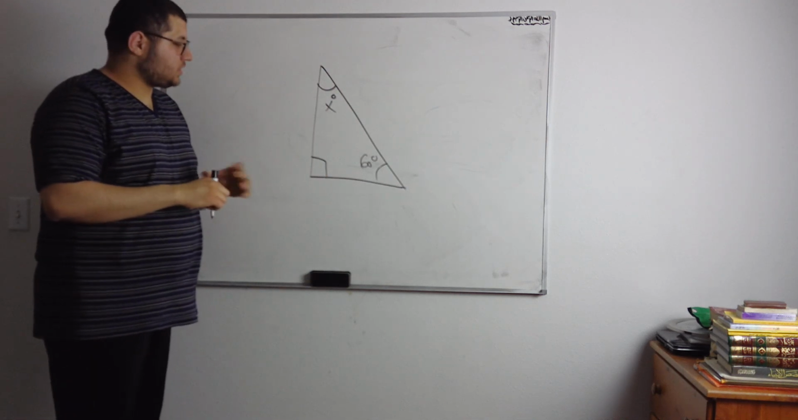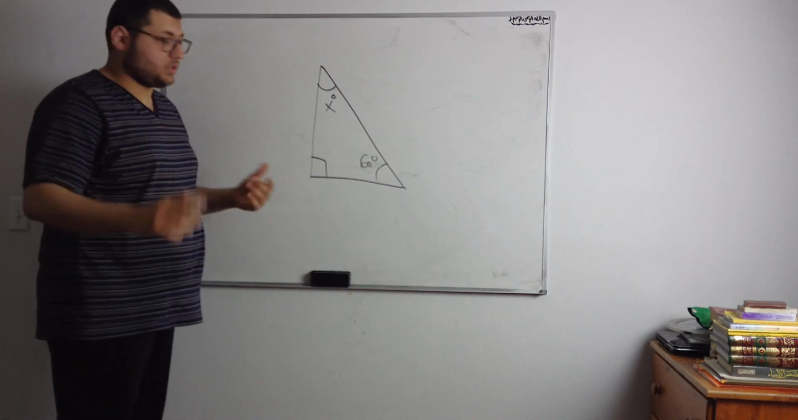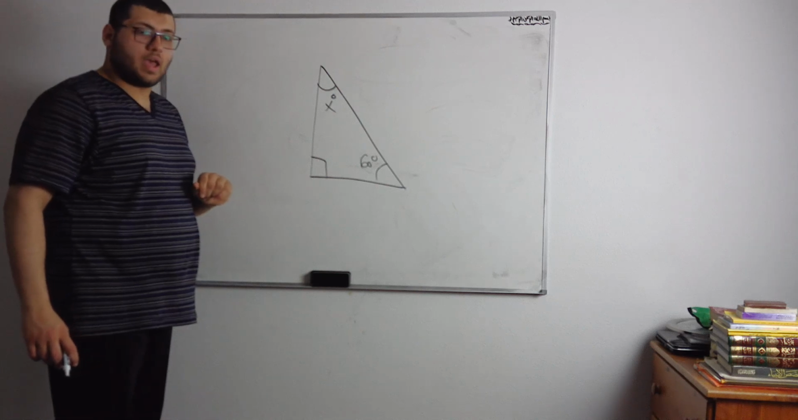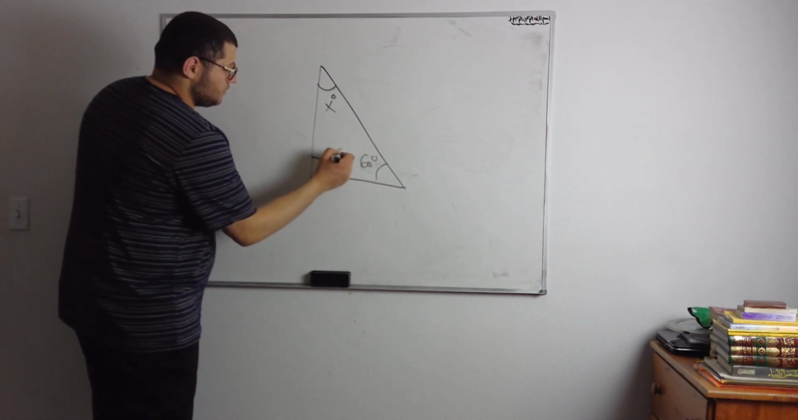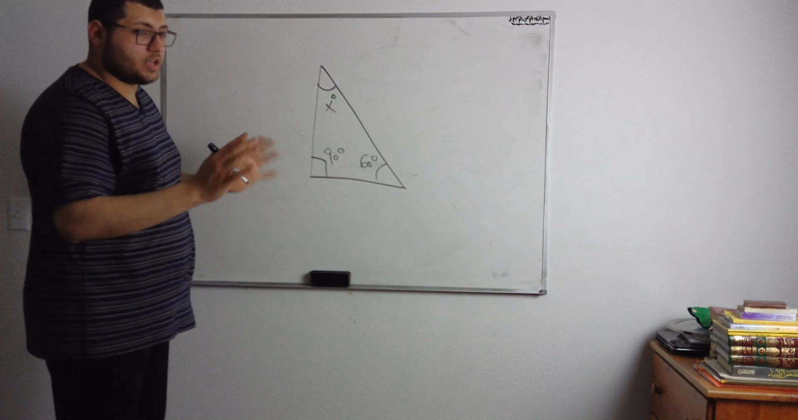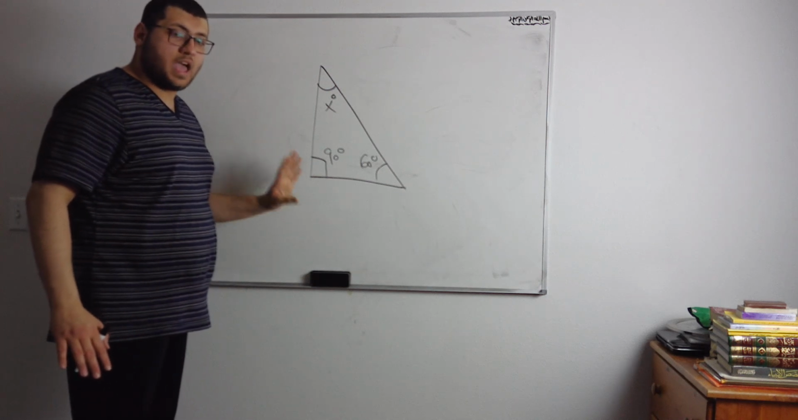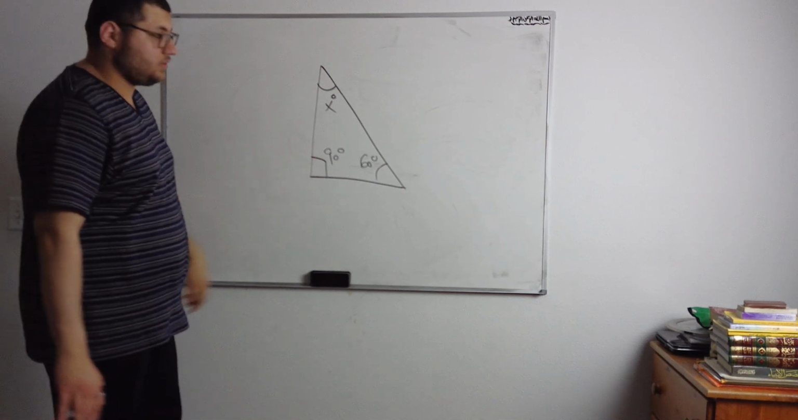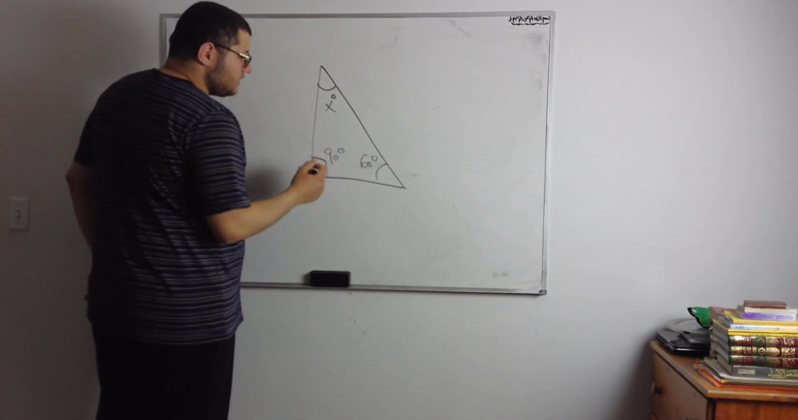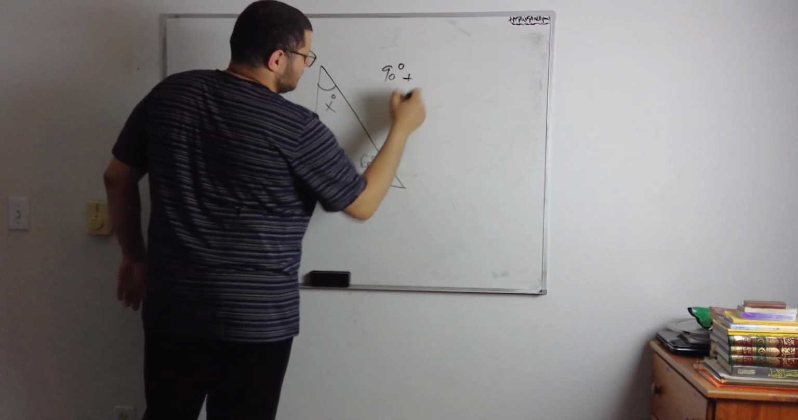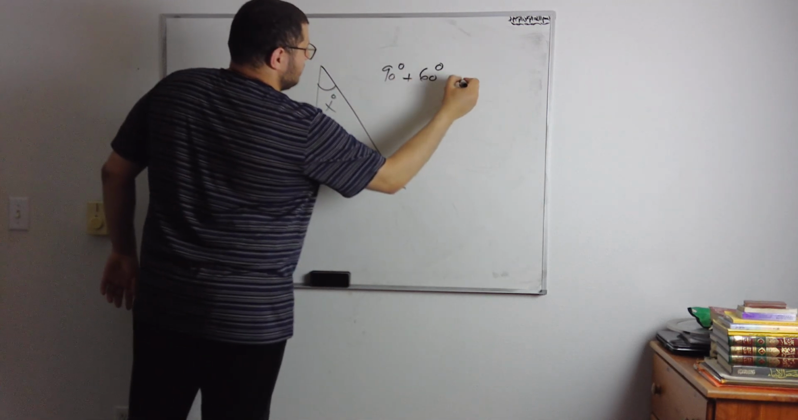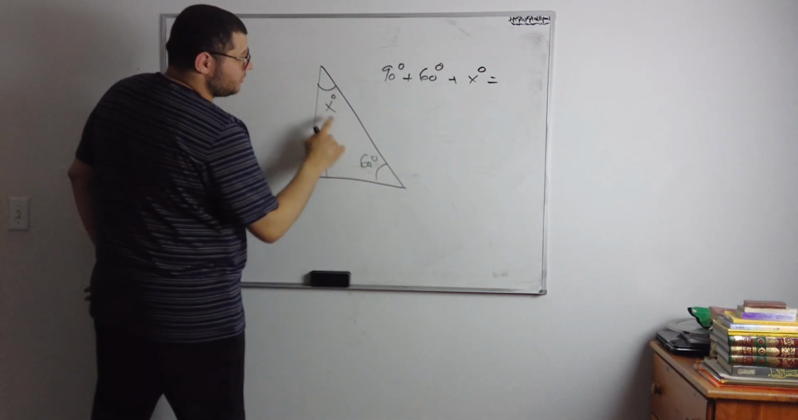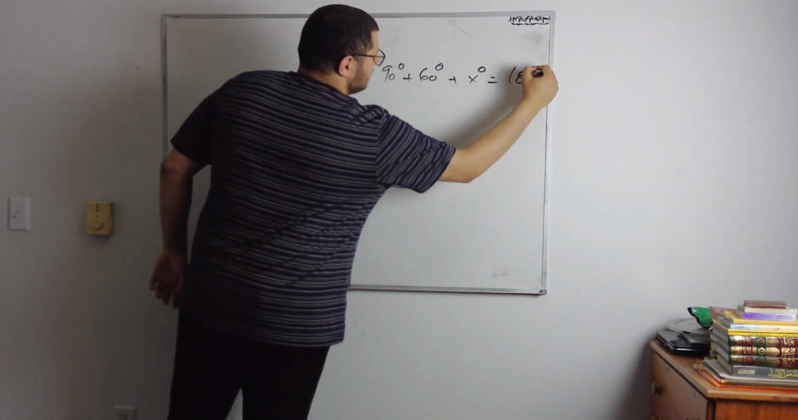Well, you have 60, and I did mention that this is a right triangle. This sign here indicates that this angle is a right angle, meaning it's 90 degrees. Remember, in any kind of shape, if you see this sign at an angle, it indicates a right angle, a 90-degree angle. So 90 degrees plus 60 degrees plus x degrees equals what? All three angles must equal 180 degrees.